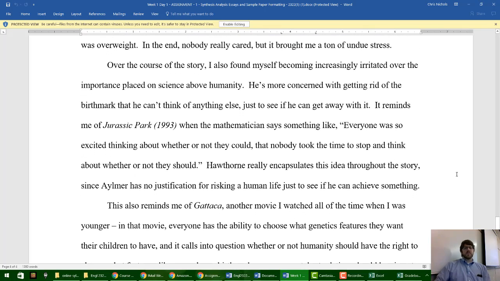And he says, over the course of the story, I also found myself becoming increasingly irritated over the importance placed on science above humanity. He's more concerned with getting rid of the birthmark that he can't think of anything else just to see if he can get away with it. It reminds me of Jurassic Park when the mathematician says something like, everyone was so excited thinking about whether or not they could that nobody took the time to stop and think about whether or not they should. Hawthorne really encapsulates this idea throughout the story since Elmer has no justification for risking a human life just to see if he can achieve something.